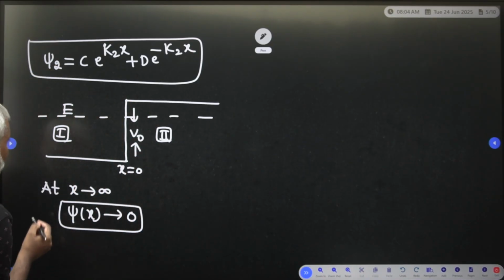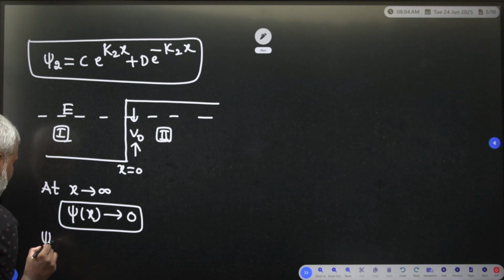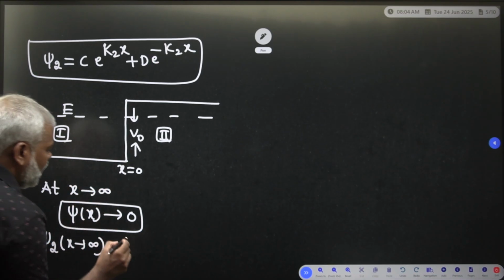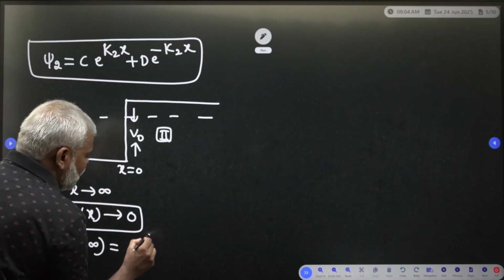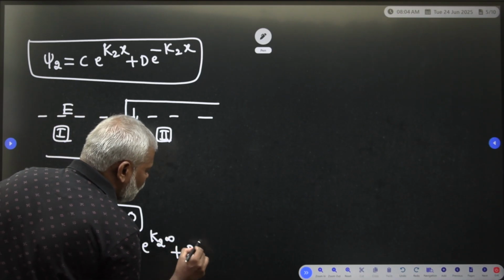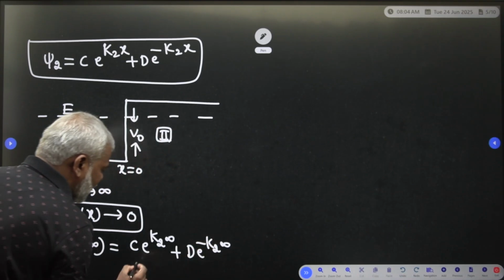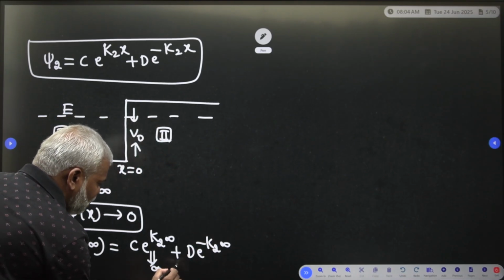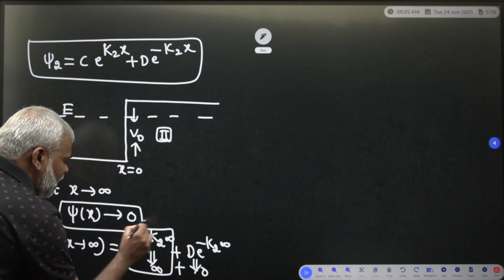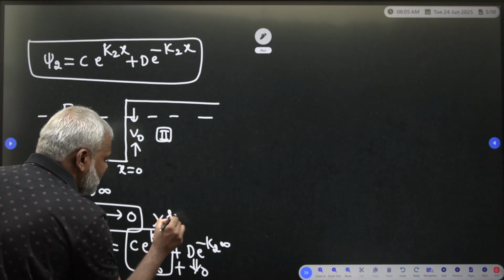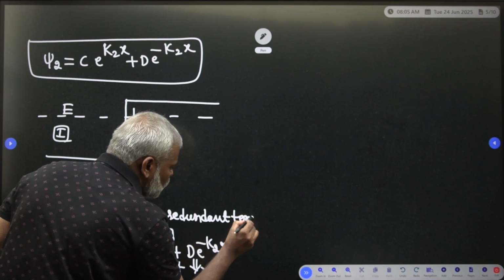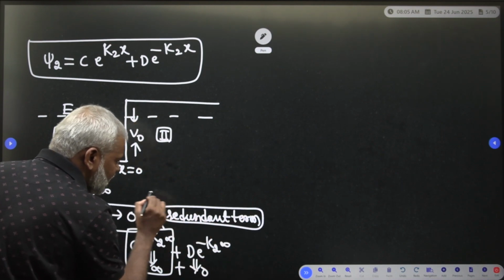So where will it happen, you have to see here. When x tends to infinity, ψ2 is equal to C e to the power of k2 into infinity plus D e to the power of minus k2 into infinity. The first term is going to become infinity, and the second is going to become 0. So that is why this term is a redundant term, not a necessary term.